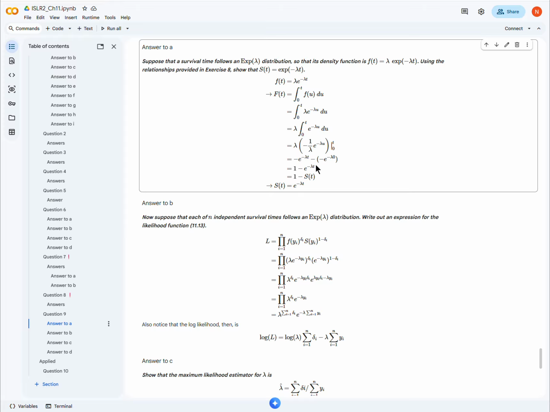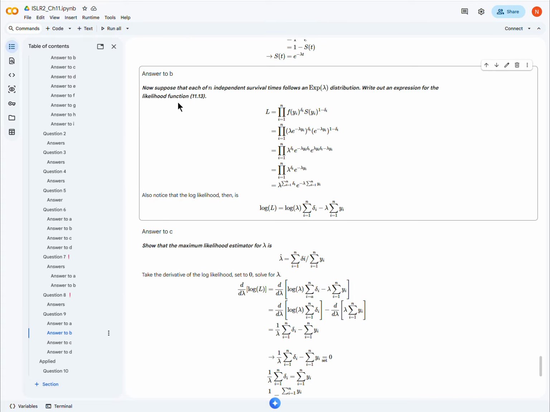Okay, so this equals the cumulative probability distribution. Well, there's a relationship between the cumulative probability distribution and the survival function, and it's exactly this, right? The cumulative function is 1 minus the survival function. And so if we just do the arithmetic, we get that the survival function is this, which is what we were meant to show. Okay.